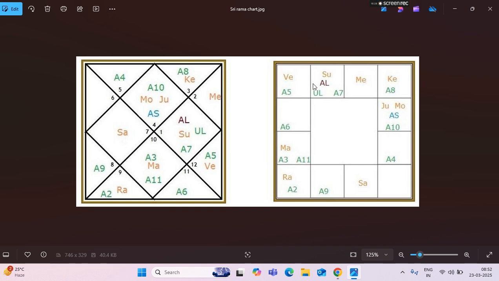What is the 10th house? The 10th house is Swargaloka. The Sun is a king, where Indra is sitting over there. You understood? Here A5 is sitting. What is A5? A5 is all about children. He had two children, Lava and Kusha. And what is A4? It is a reflection of the fourth house. What is A6? It is a reflection of the sixth house. What is A7? It is a reflection of the seventh house.